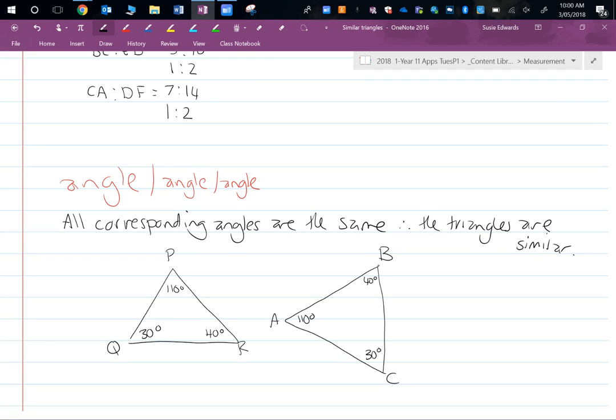So where are the corresponding angles here? P and A, Q and C, and R and B. So how do I say that they're the same?